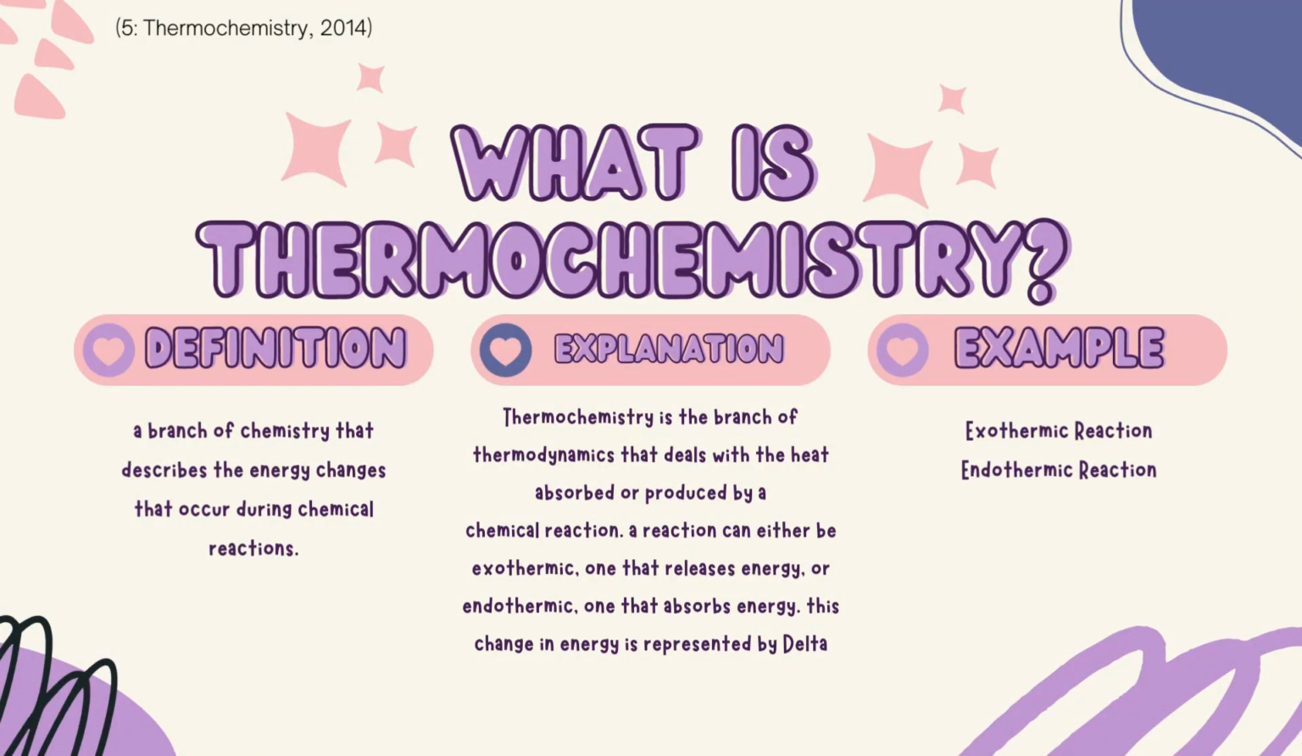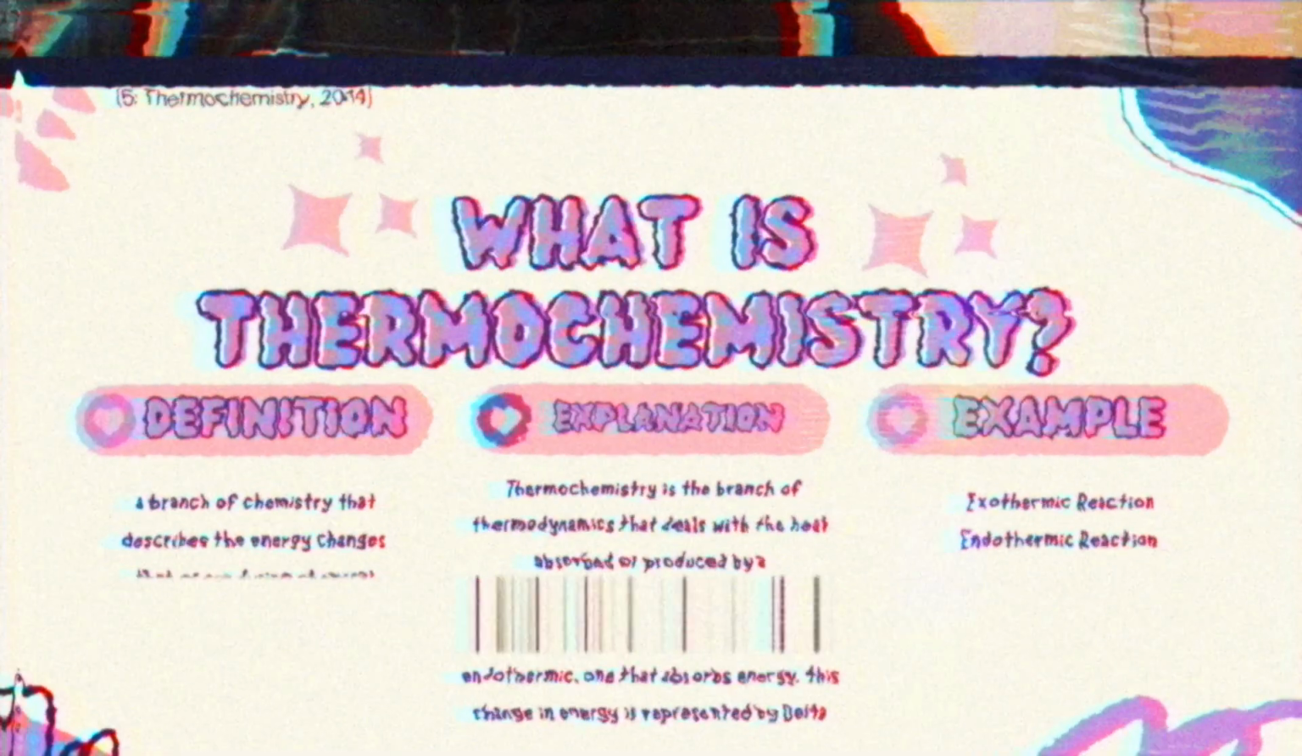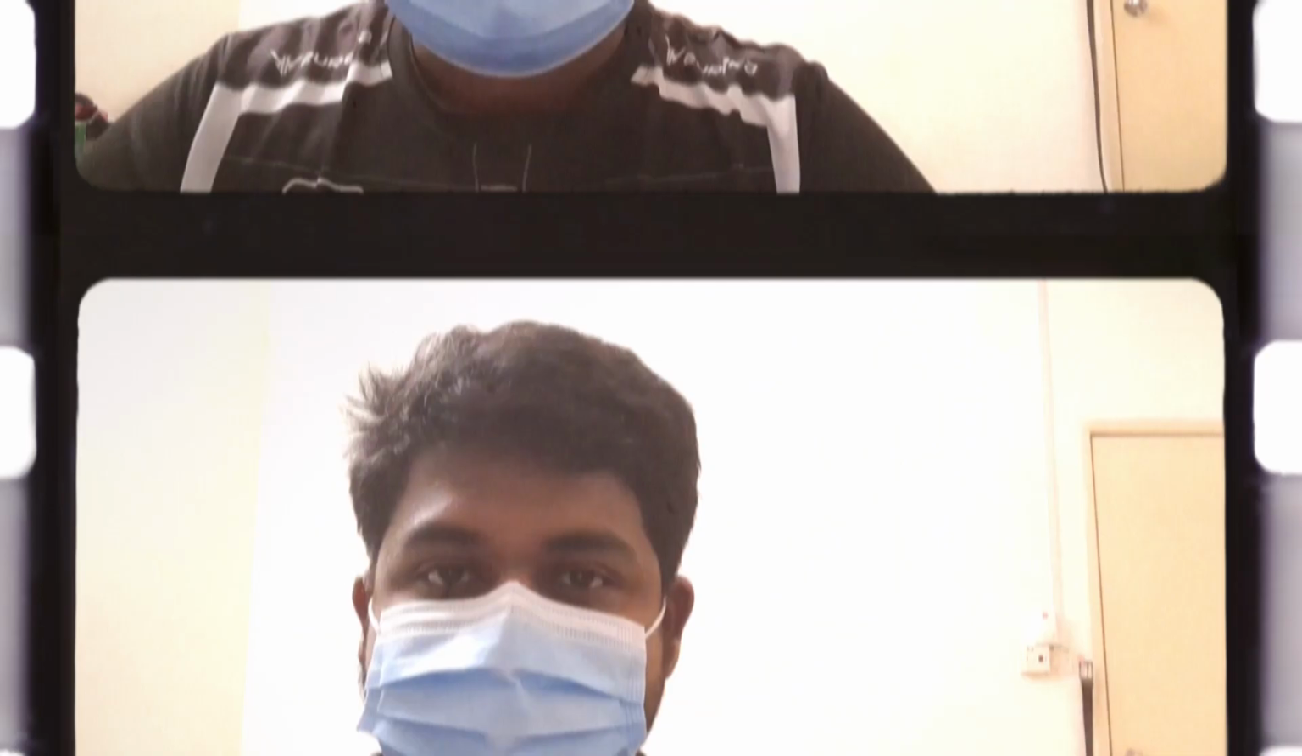Thermochemistry is the branch of thermodynamics that deals with the heat absorbed or produced by a chemical reaction. A reaction either can be exothermic, which is the release of energy, or endothermic, which is the absorption of energy. This change in energy is normally represented by a delta. And now I'm going to pass to Ashveen, who is going to explain to you guys what is exothermic and endothermic reaction. I will now move on to explain about exothermic and endothermic reactions.